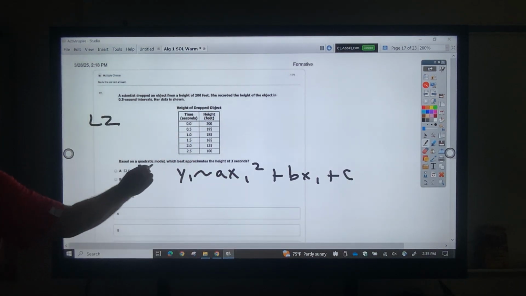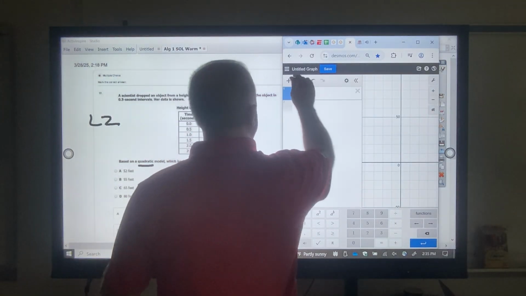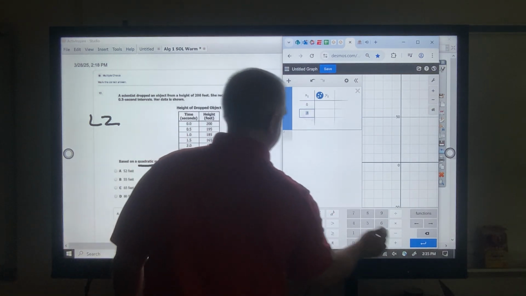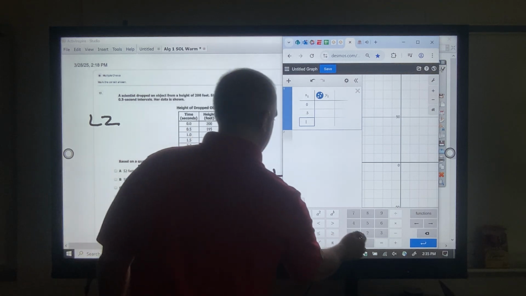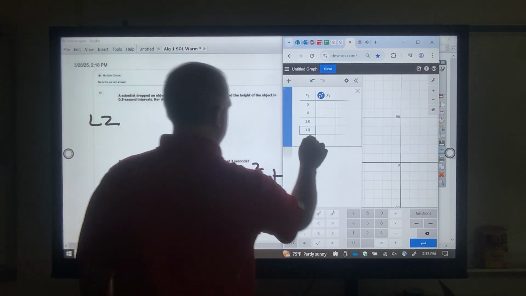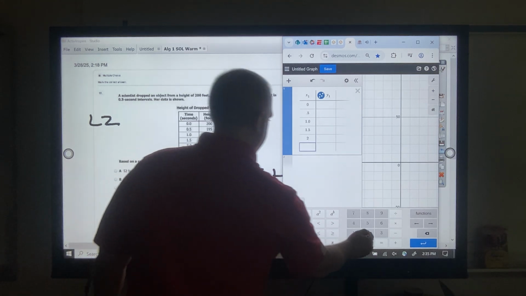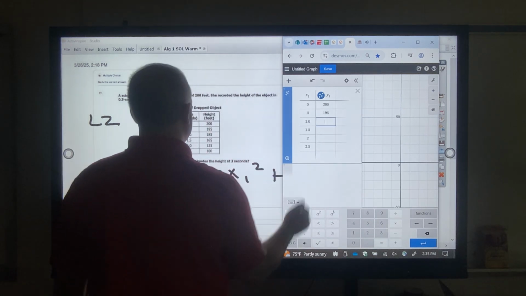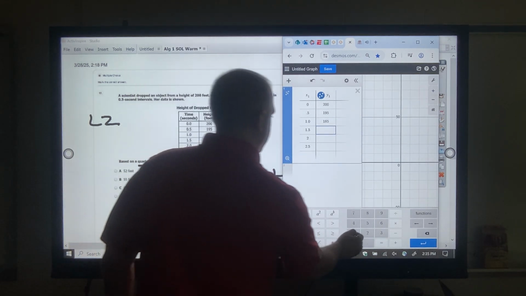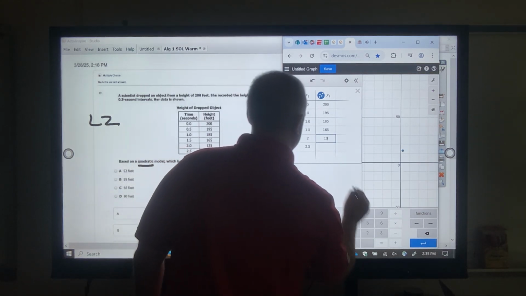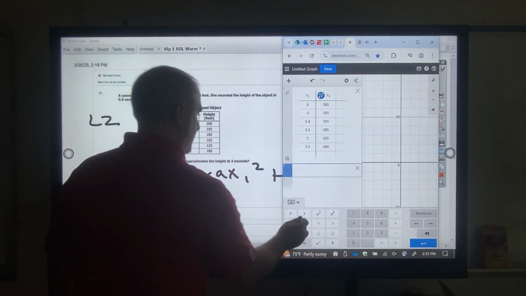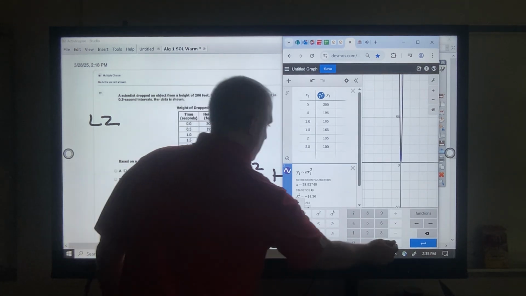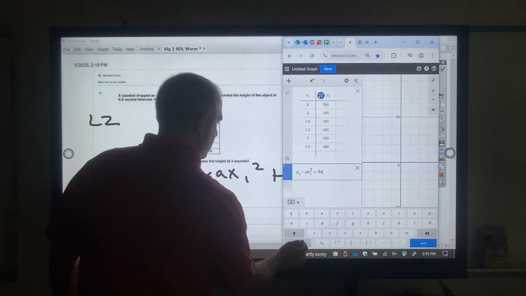If it says quadratic, what I do is I go in and make my table. 0, 0.5, 1, 1.5, 2, 2.5, and 200, 195, 185, 165, 135, 100. So y1 curvy thing, ax1 squared plus bx1 plus c.